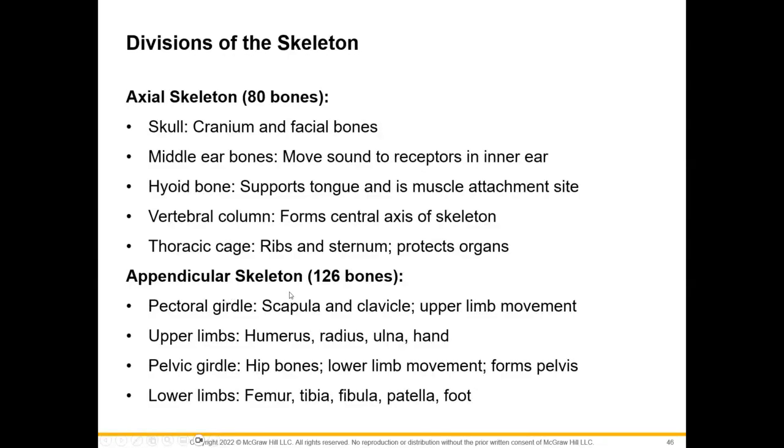The appendicular skeleton, there's 126 bones. You have the pectoral girdle, which includes the scapula and the clavicle, and the upper limb movement is important for the pectoral girdle. The upper limbs, the humerus, the radius, the ulna, and hand. For the pelvic girdle, this includes the hip bones, the lower limb movement, and forms the pelvis. Then you have the lower limbs, which include the femur, the tibia, the fibula, the patella, and the foot.